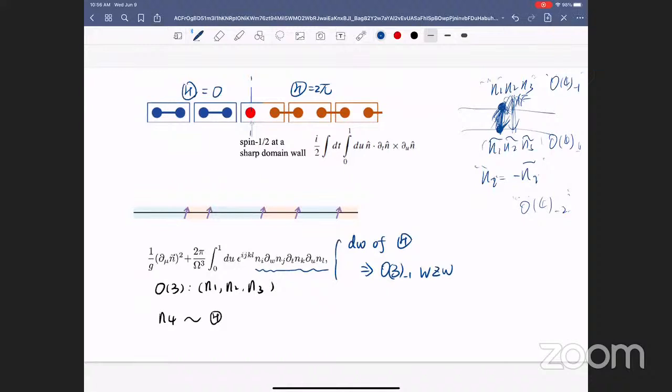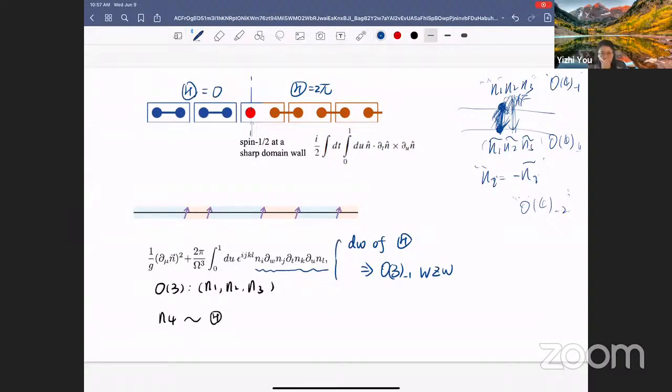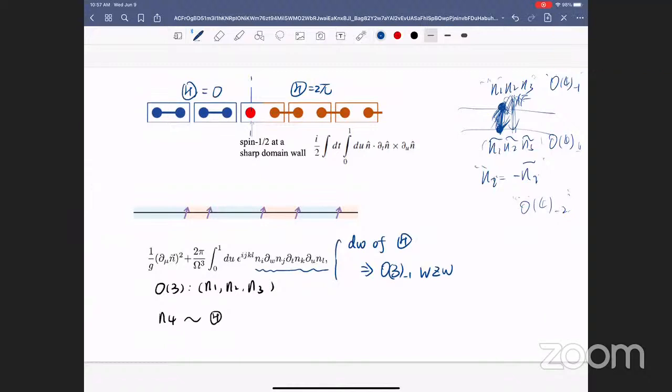Okay, thanks. I think I see why I'm confused about that. N1, N2, and N3 are dynamical variables that fluctuate. But N4 is a classical variable. It's not going to fluctuate. At a quantum critical point, it does fluctuate. N4? You wrote a Lagrangian. The Lagrangian that you wrote below, what is dynamical and what is classical?